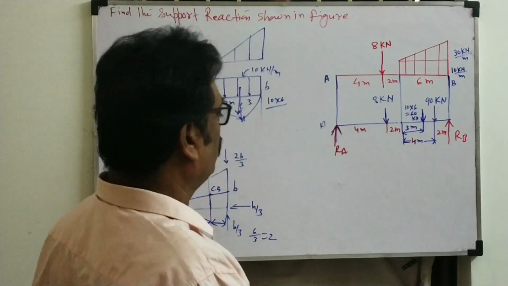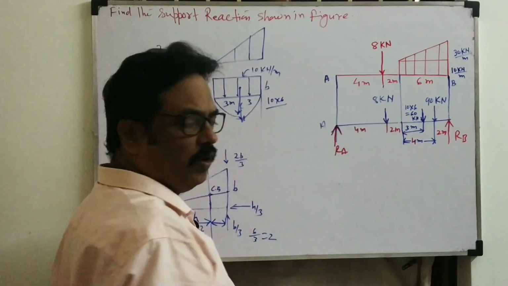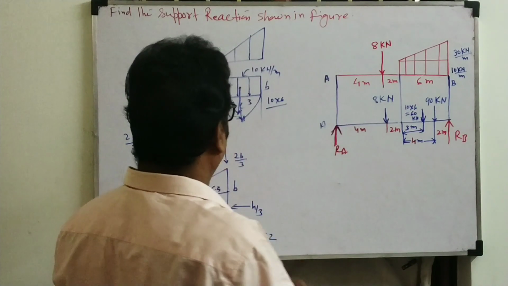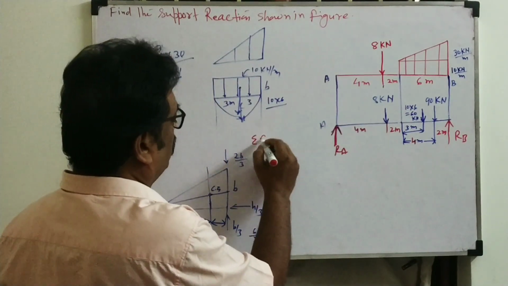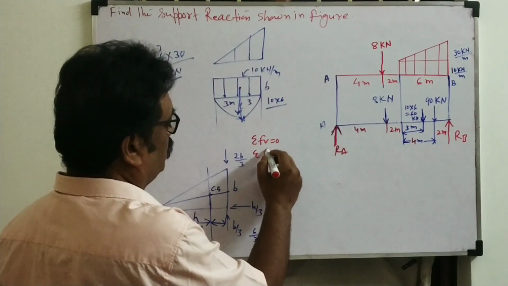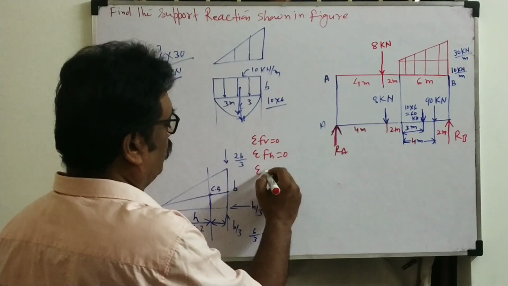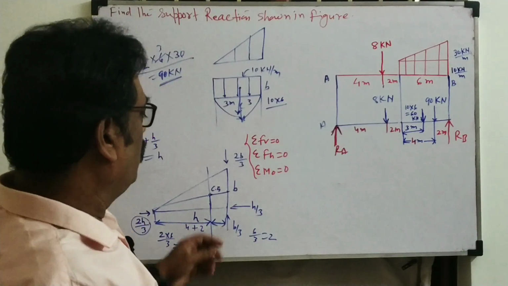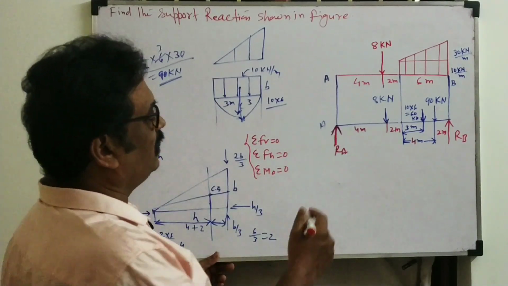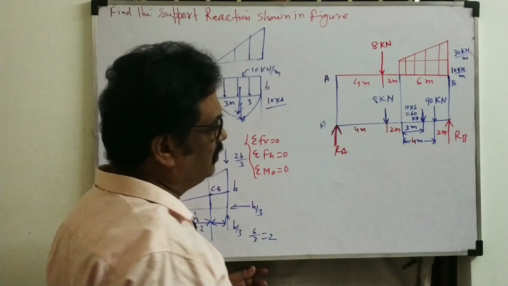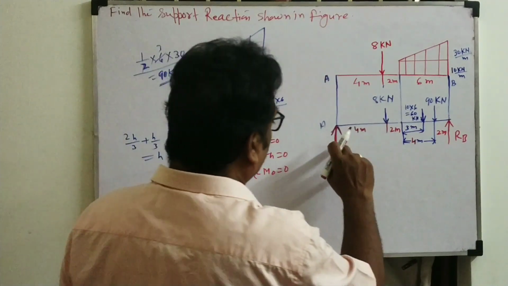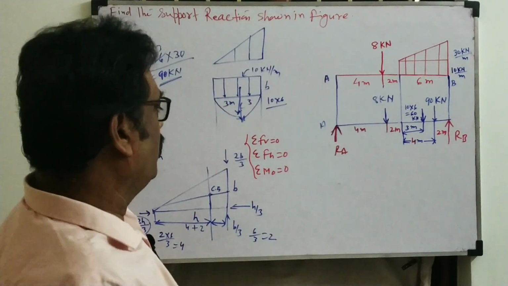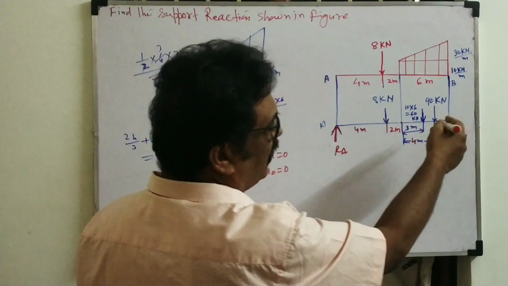So how will we find them? I already told you 2 equilibrium equations will apply here. What are the equilibrium equations? Summation of total vertical force equal to 0. Summation of total horizontal force equal to 0. Moment about any point will be 0. So these are called the 3 equilibrium equations. Now we'll check this given question: is it statically determinate or statically indeterminate? This given question is statically determinate only.